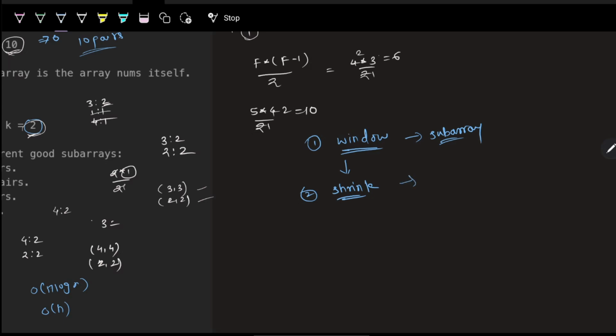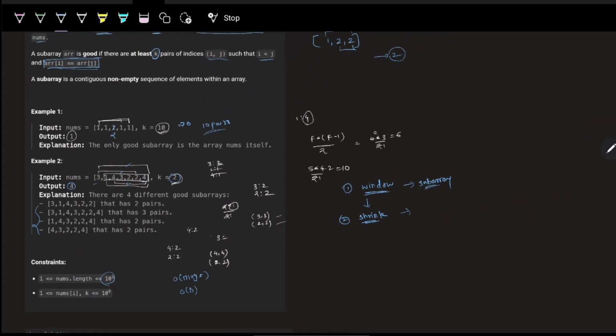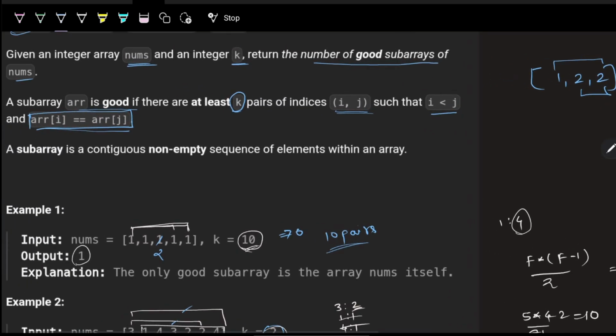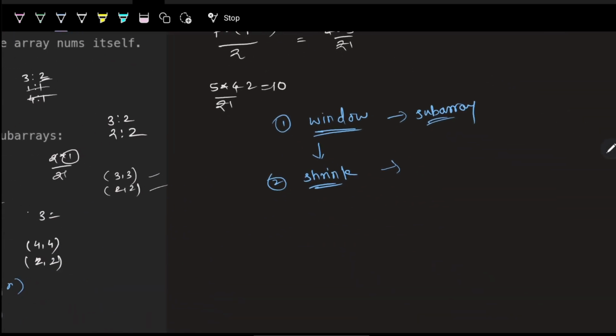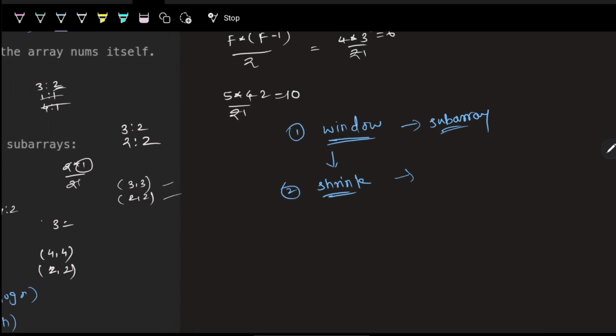Second, when do we have to shrink? If you observe completely what we have been asked, we have been asked for at least k only. So whenever I am getting at least k, what I will do? I will shrink it. So when I get at least k pairs, shrink it. That's it. Because I never want the subarray to have pairs more than k. So I will always shrink it.